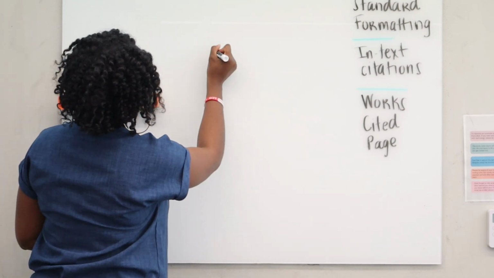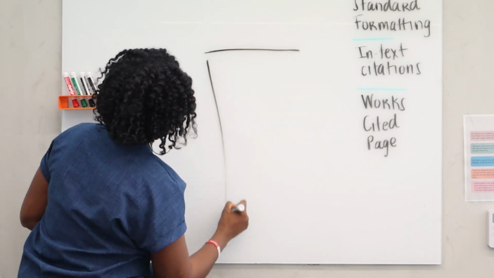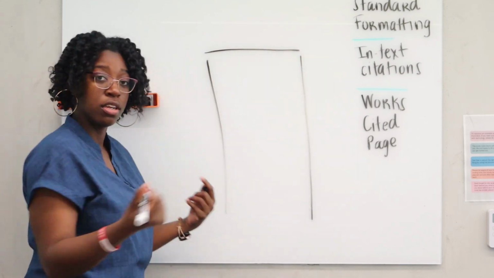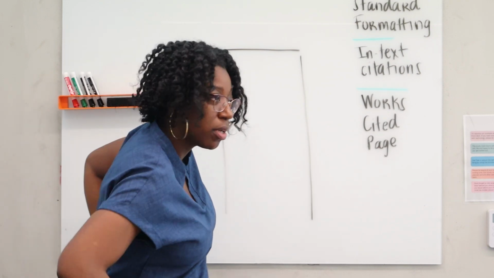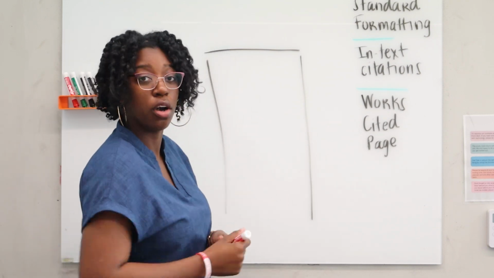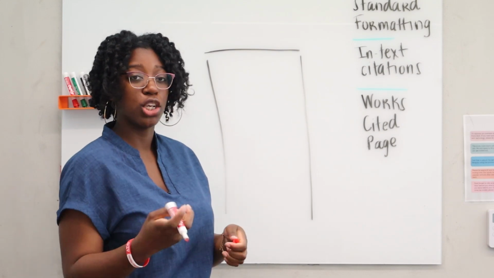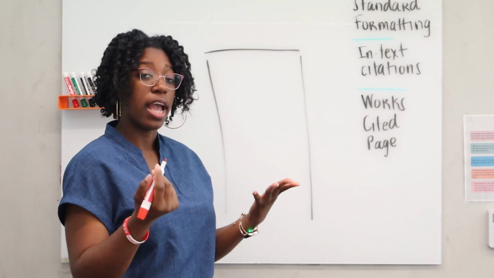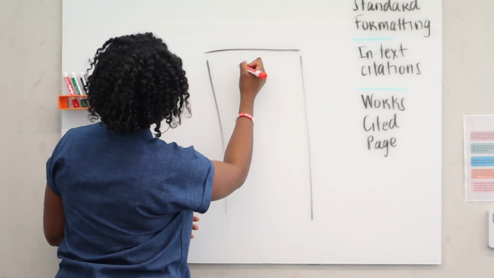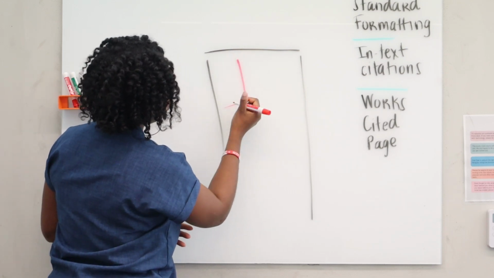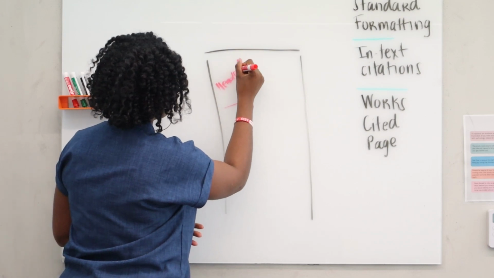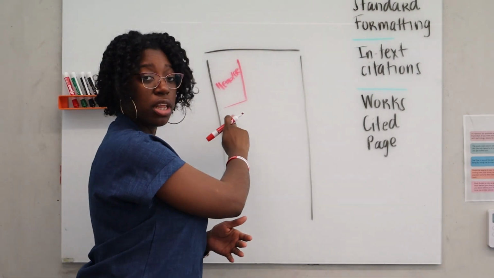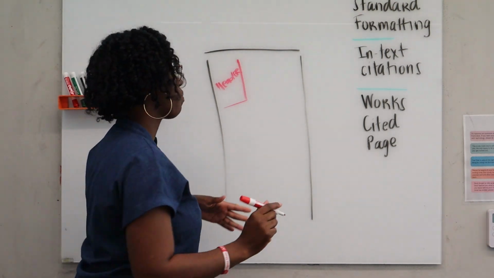So we're going to say this is a piece of paper, your assignment. So the first thing we're always going to do with our assignments is make sure that we have our header. Your header goes in this corner here, top left corner of your paper.